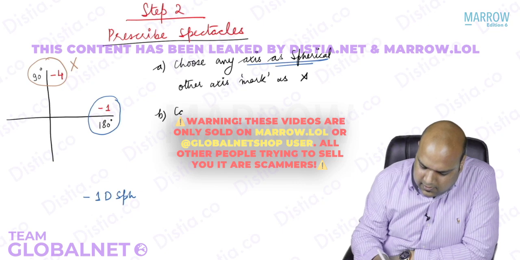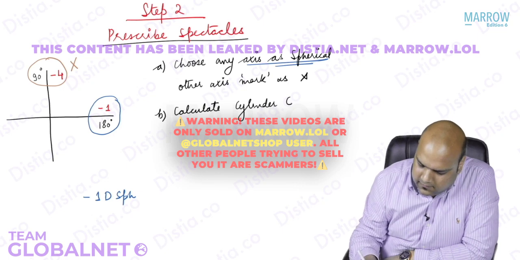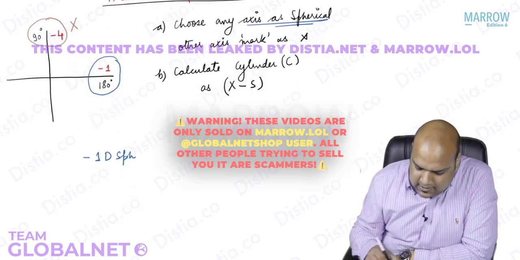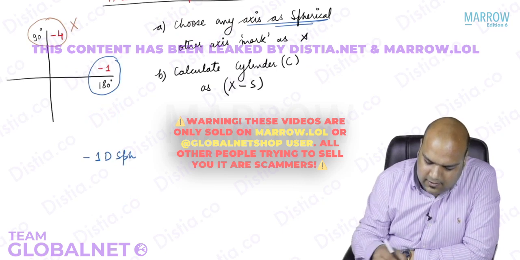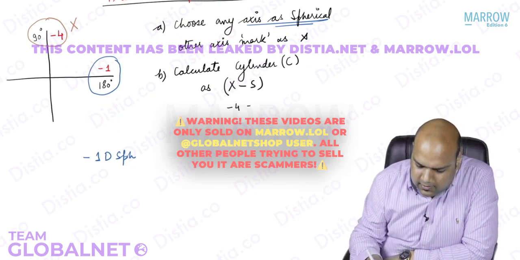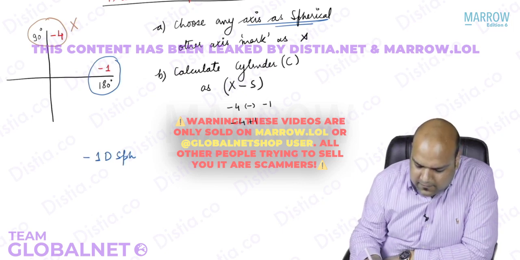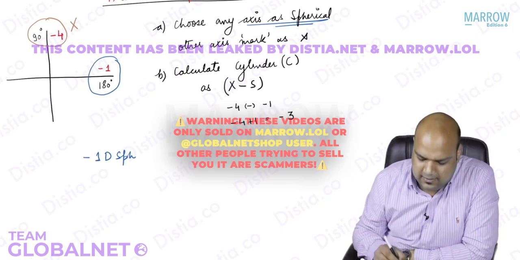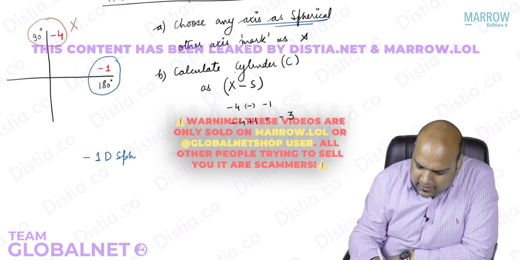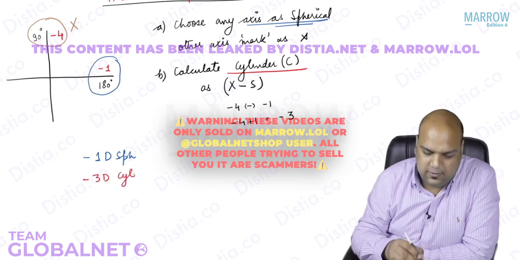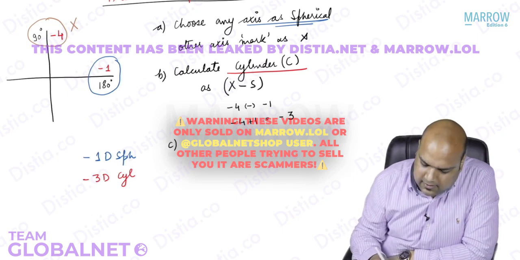Step 2. Calculate cylinder, which is C, as X minus S. X minus S. So now what does my cylinder become in this case, everybody? What was X? -4. S is -1. Okay, everybody? -4 plus 1 is equal to -3. So now my cylinder becomes -3 diopter cylinder.